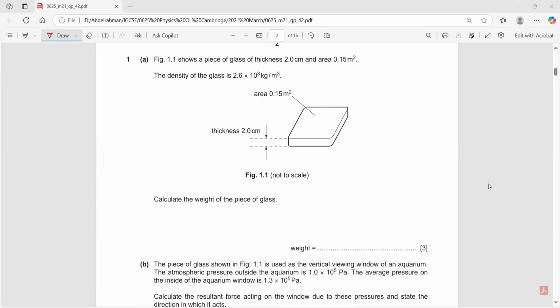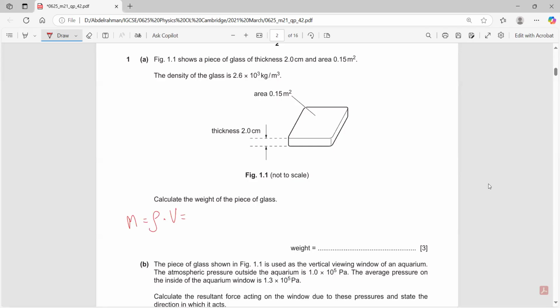The density of the glass is 2.6 times 10 to the power of 3 kilograms per meter cubed. Can I find the weight of the piece of glass? Yes, I can. How can I find the weight? You need the mass, right? Can I find the mass? Yes, the mass would be equal to the density times the volume.